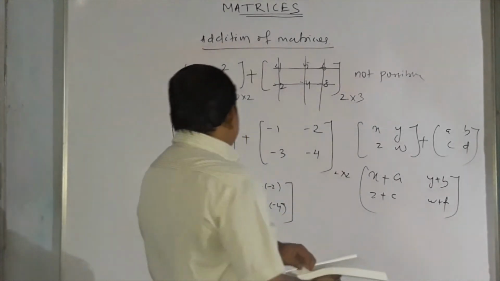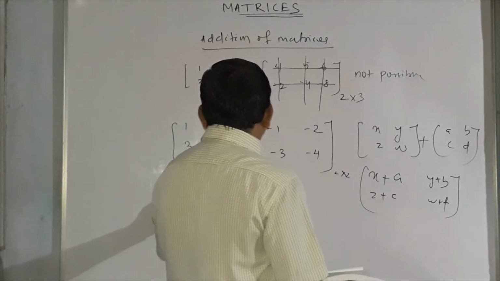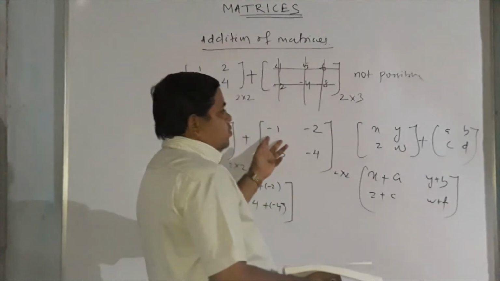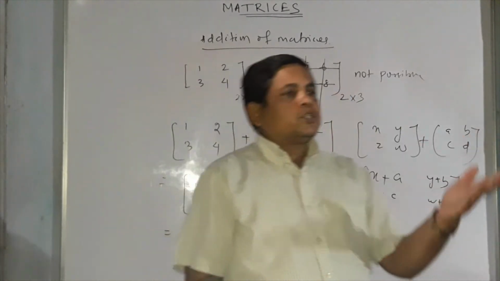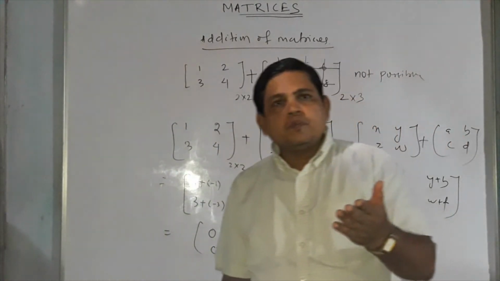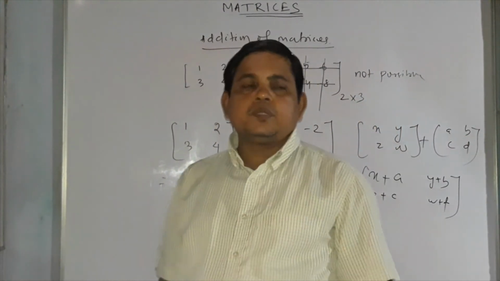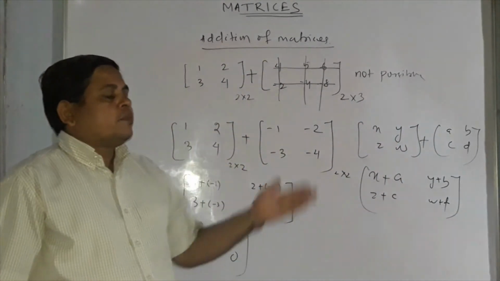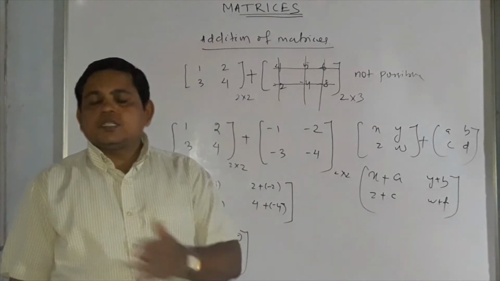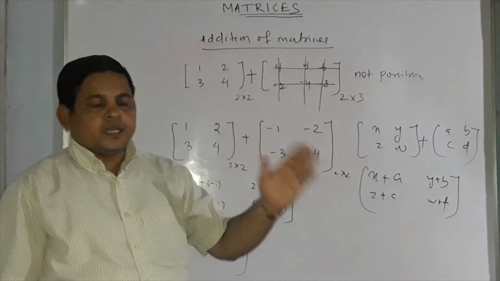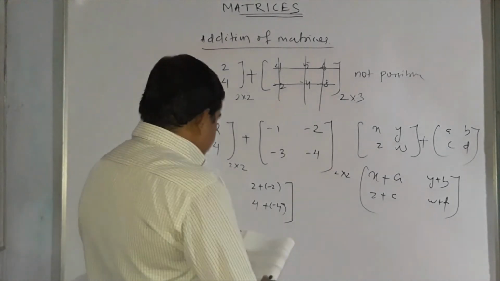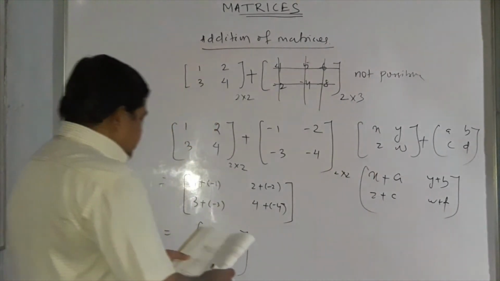Suppose you ask, sir, can we subtract? Yes, we can subtract. Here too, you subtract: 1 minus 1 is 0. Otherwise, if you give a minus sign, it is possible. But addition obeys the commutative law, while subtraction doesn't. Because the matrix A plus B is equal to B plus A, but A minus B is not equal to B minus A. After some examples you can take, you will learn. So here is one question.